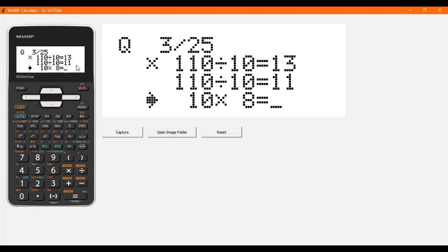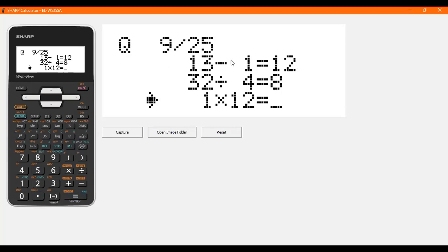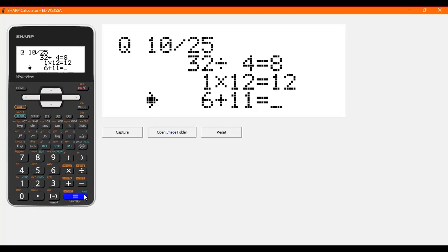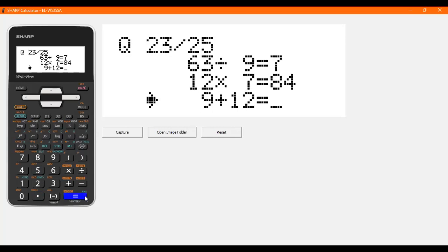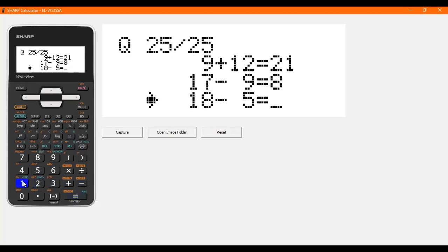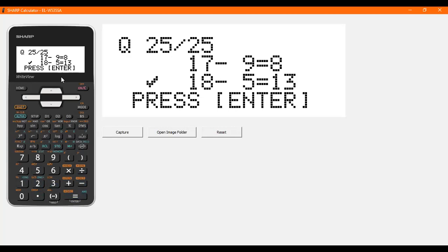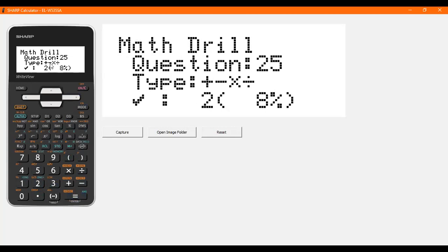So they can learn from their mistakes. Now at the end, I am going to cheat here a little bit. You see, I won't get any marks for this, and I'll show you proof of that at the end here. I don't want to jump too fast. One last question, and then it'll say press enter. So you press your equals button and it will tell you got 2 marks correct out of 25, or 8%.